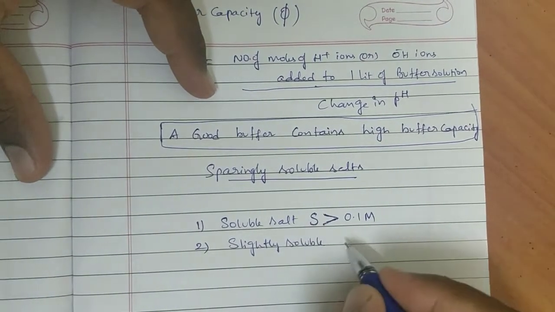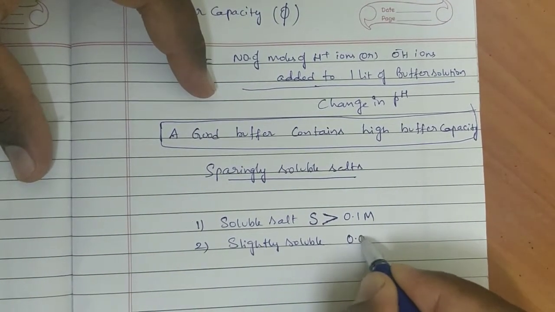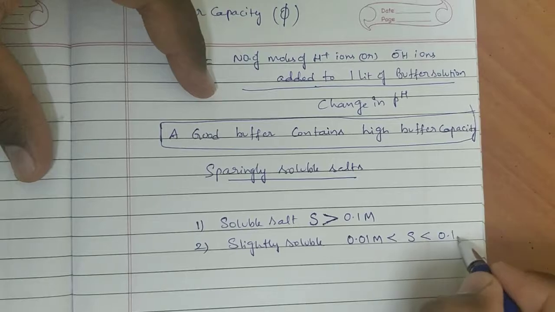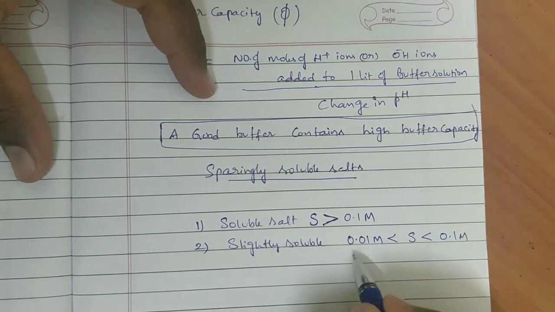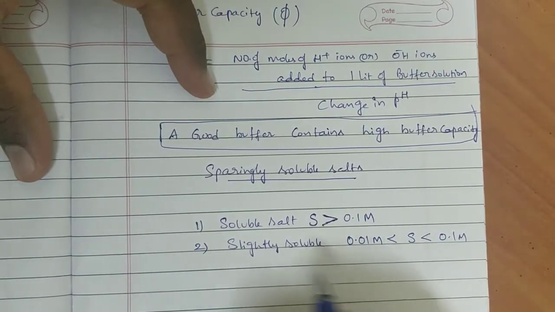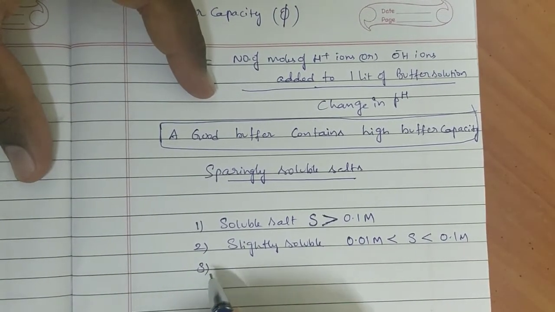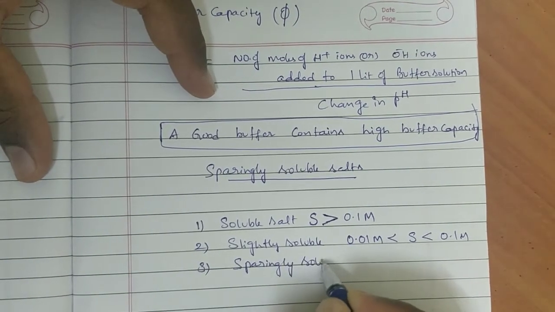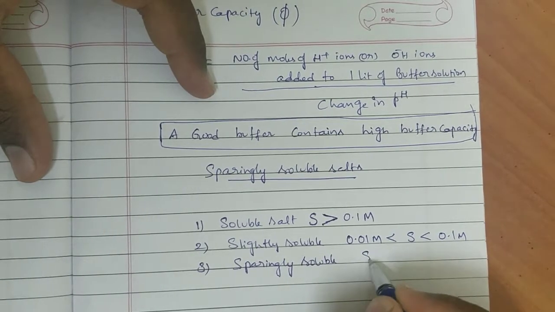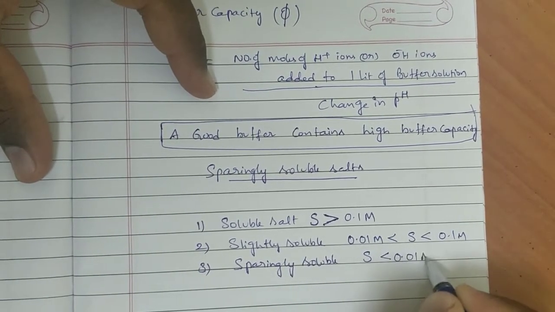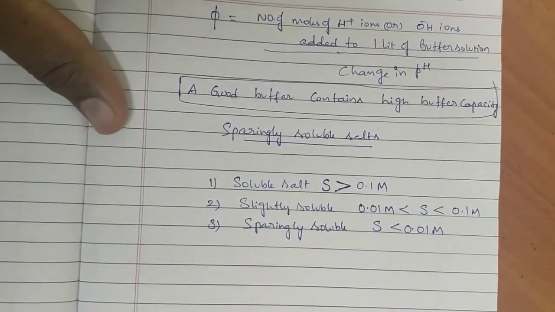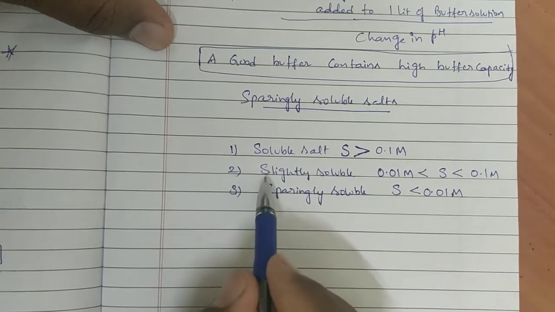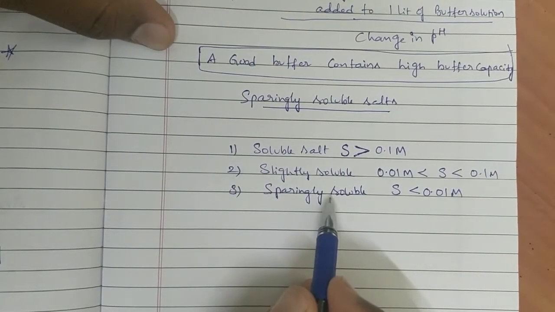This is with respect to water only. Its solubility is less than 0.1 molar, meaning its solubility lies between 0.01 molar and 0.1 molar. That is called slightly soluble salt. Third one, sparingly soluble salt: solubility is less than 0.01 molar. So depending on the solubility of the salt, there are three types of salts: soluble salt, slightly soluble salt, sparingly soluble salt.